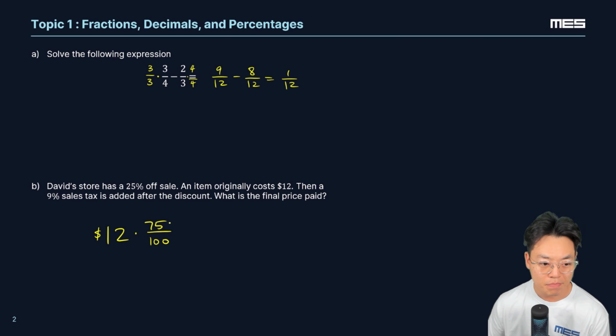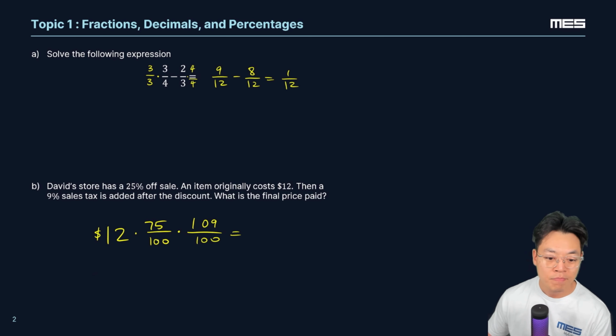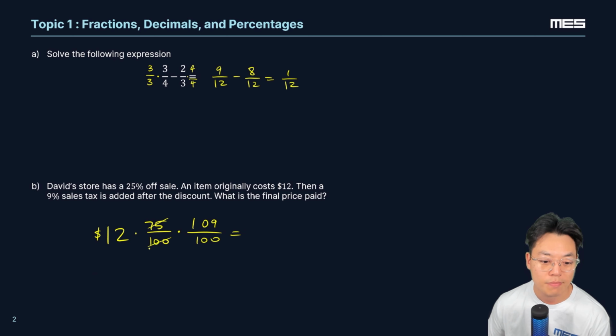the discount. A 9% sales tax means that we will be multiplying by 1.09, which is 109 over 100. So we have, boom, over 100, and now we solve. So 75 and 100 simplify to 3 over 4. 4 cancels into 12, gives us a 3.